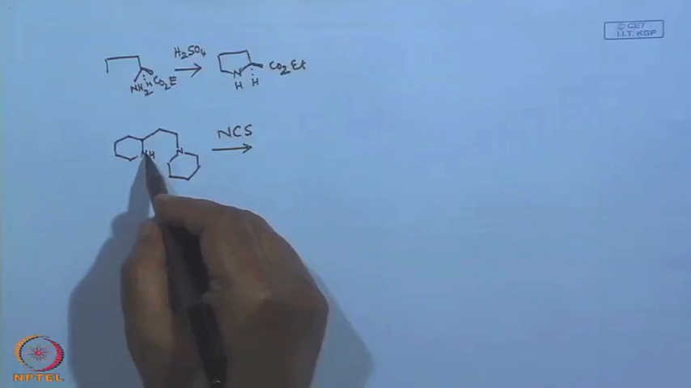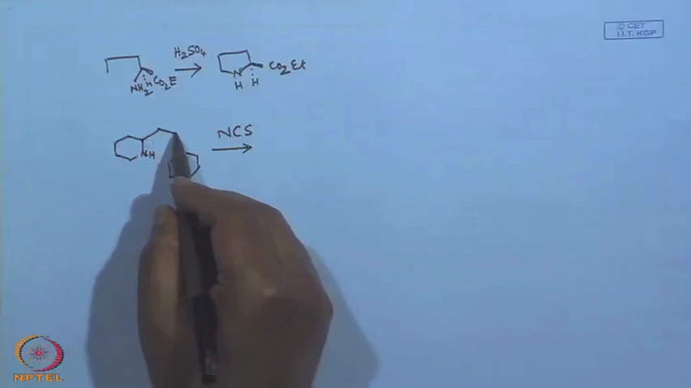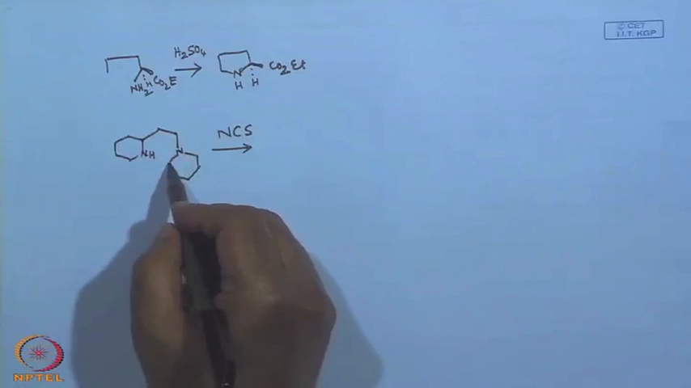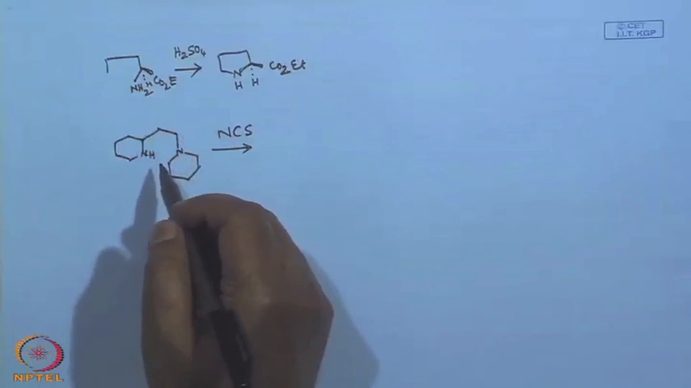A 6-membered ring closure in this case. In this case, the radical is formed here, right? Then 1, 2, 3, 4, 5, 6, there is no 6th atom hydrogen. So, you have a hydrogen on the 6th carbon, which means 7, that means it will form a 7-membered ring.